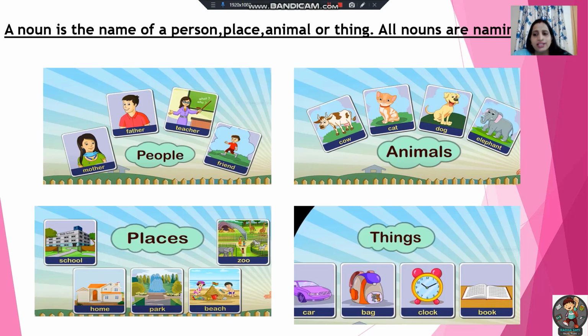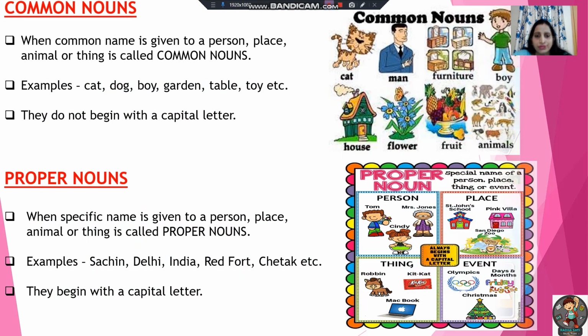So, now we will discuss its various kinds. Okay. So, first we will start with common nouns and proper nouns. We will learn about them and we will also learn how to identify whether a given noun is a common noun or a proper noun. Okay. So, let's start. So, what do you mean by common noun?